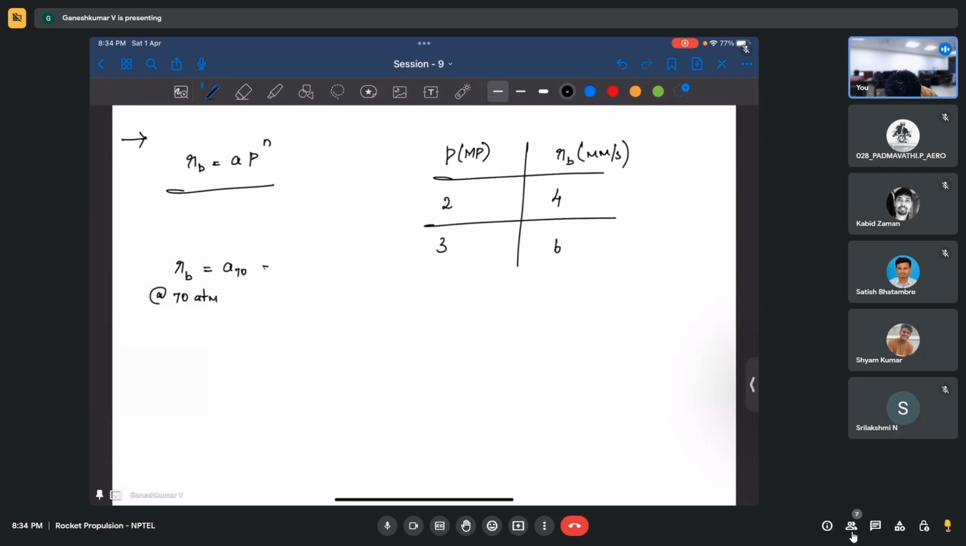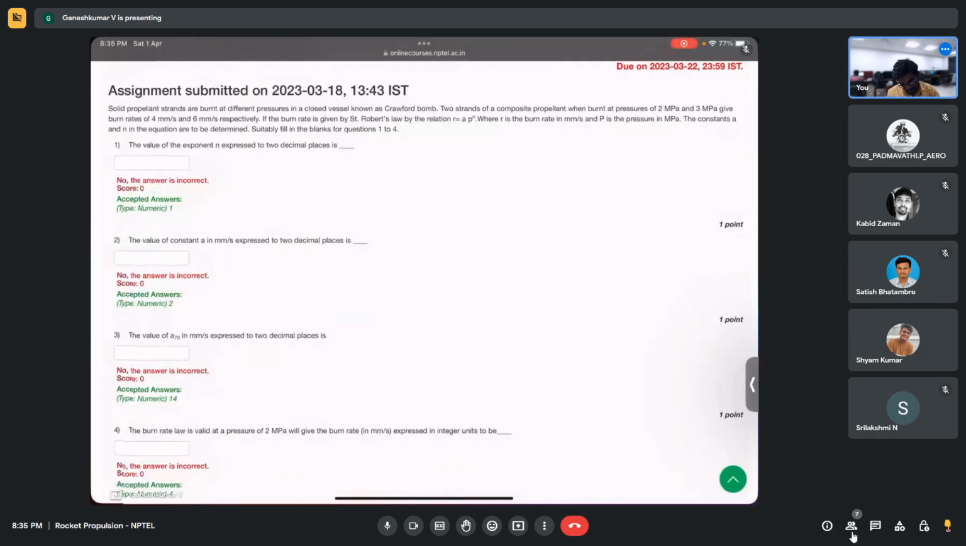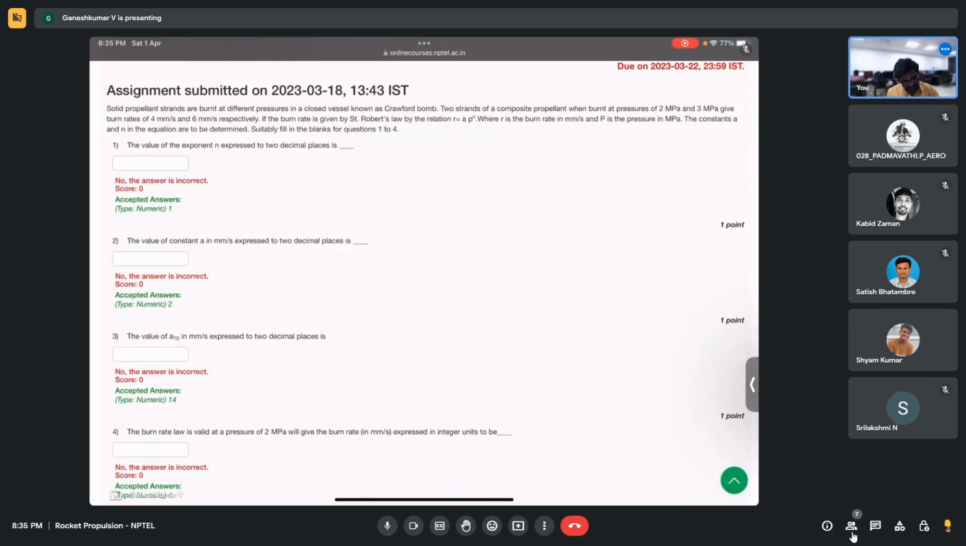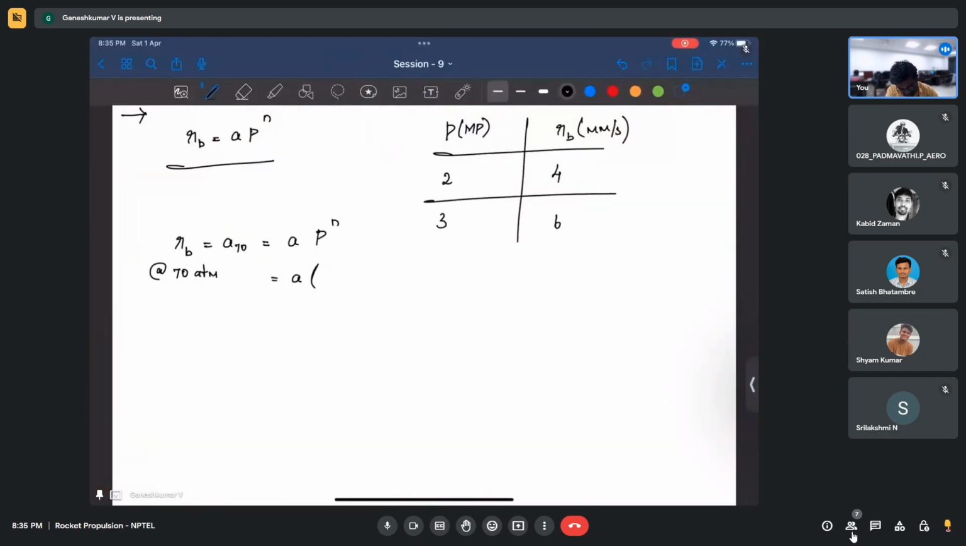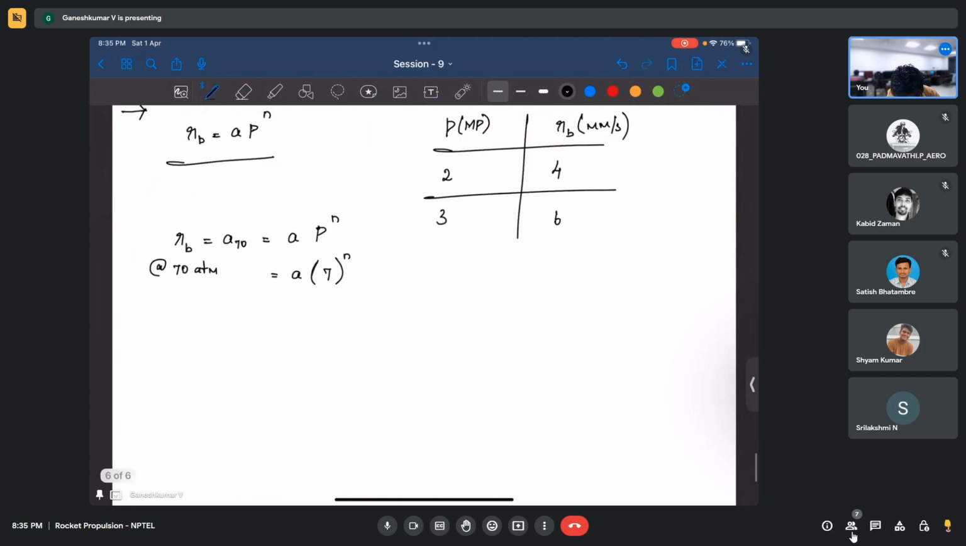Now, if you want to write RB at 70 atmosphere, you need to write APN. Okay, we don't know A yet. So P is in megapascal, which is given in the question, right? P is expressed in megapascal. So 70 atmosphere corresponds to 7 megapascal power n. Is this clear? But this would give the value of A7, right, instead of A70.